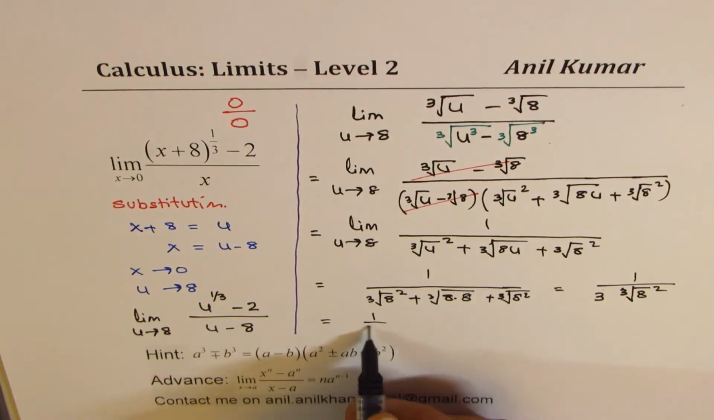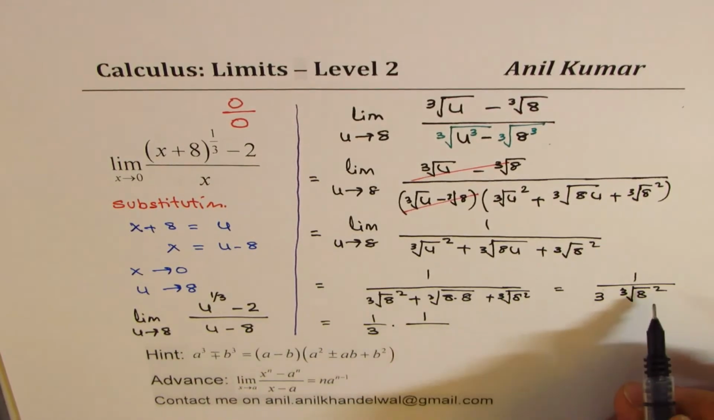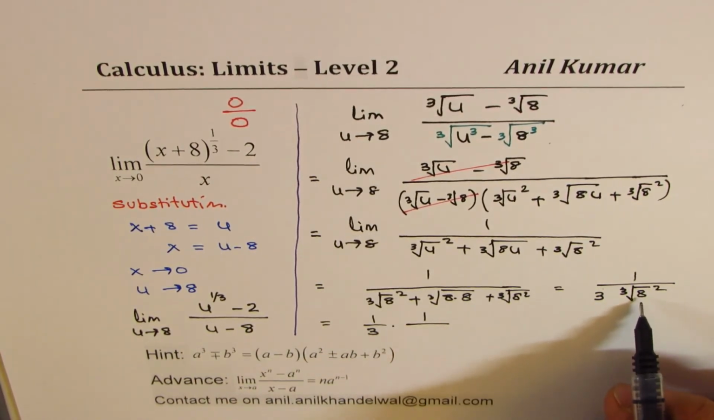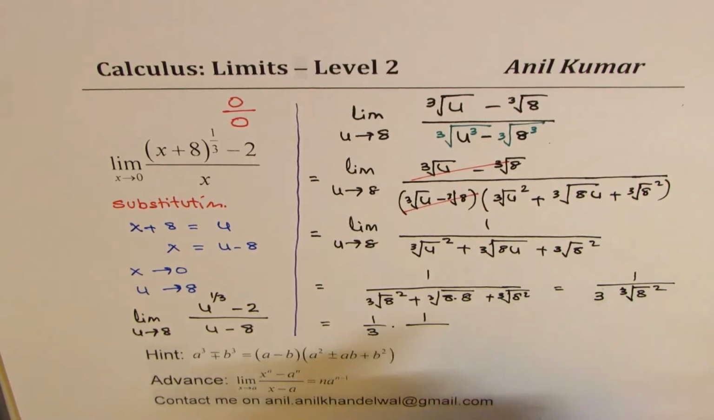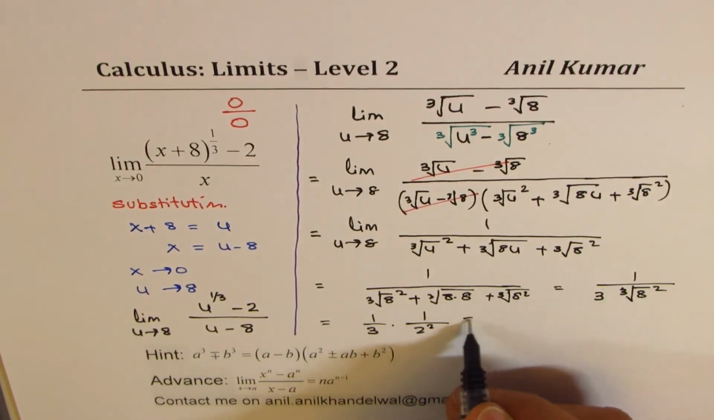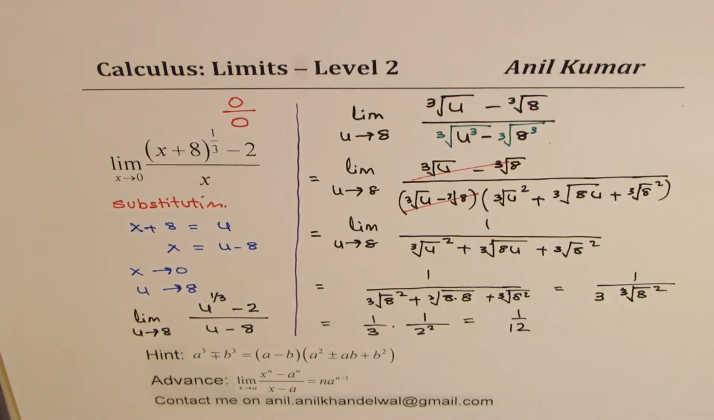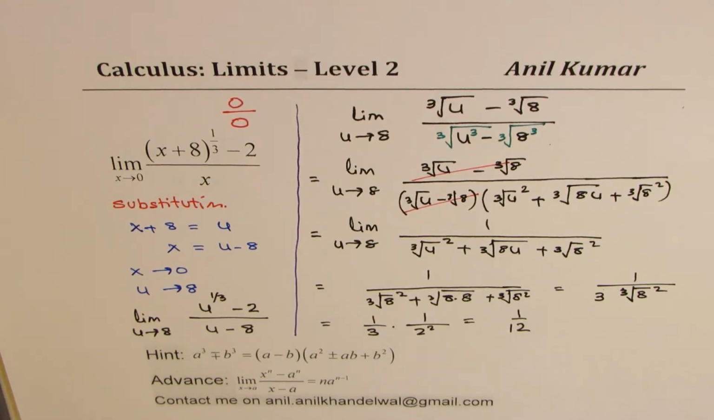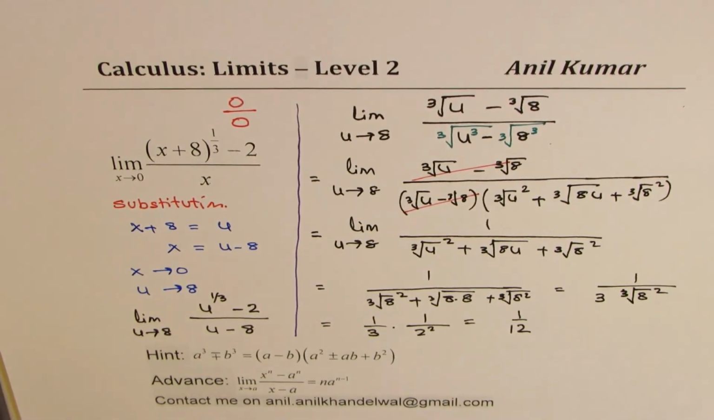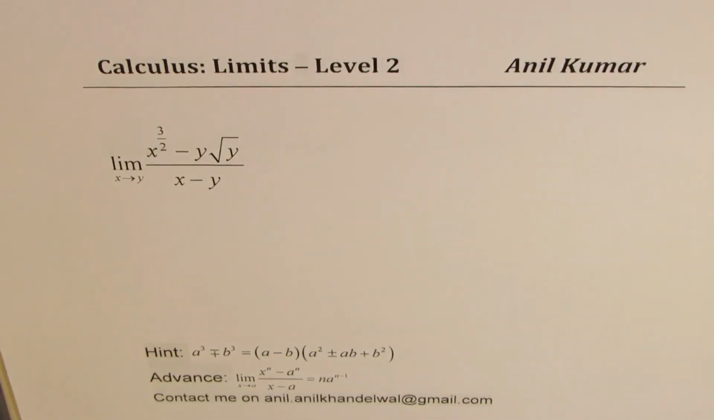So your result is 1 over 3 times 1 over, now you could write cube root of 8 as 2, right? So it is 2 squared. Do you see that? Cube root of 8 is 2. So you get 1 over 12 as your answer. Does that make sense to you, right? So 1 over 12 is your result for this particular question, correct? So let's move on and take more examples based on the similar strategy.